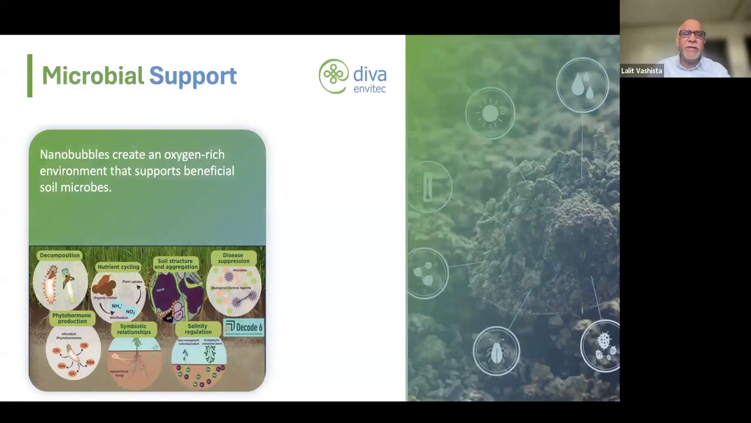Nanobubbles create an oxygen-rich environment that supports beneficial soil microbes. Okay, soil microbes which are aerobic in nature. The anaerobic bacteria, the pathogens, get killed because of the rich oxygen content. But simultaneously, the microbes which need oxygen to grow, which are known as aerobic bacteria, get an oxygen rich environment, and it supports the growth of these microbes, which enhance decomposition, soil structure and aggregation, and disease suppression happens. So these are all the six factors which take place.